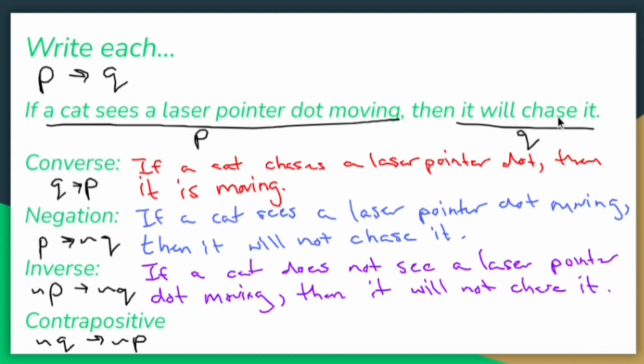So P, thank you, not. Last but not least, we have our contrapositive, which is basically you rewrite out Q but throw nots in front of both of those.